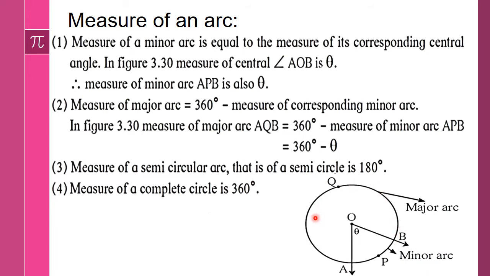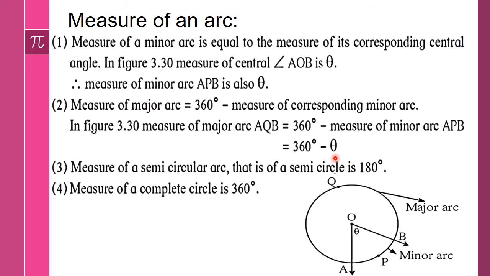Then AQB will be 360 minus APB. From 360, if you reduce the measure of this part, then you get the measure of the major arc. So the measure of a major arc is 360 degrees minus the measure of the corresponding minor arc. In figure 3.30, the measure of major arc AQB is equal to 360 degrees minus the measure of arc APB, that means 360 degrees minus theta, since APB is theta.